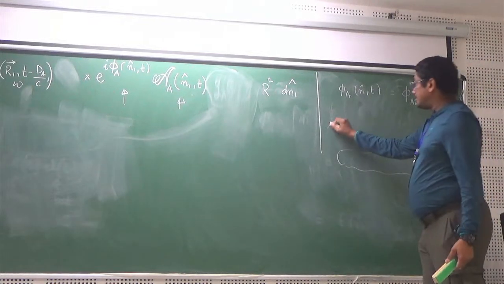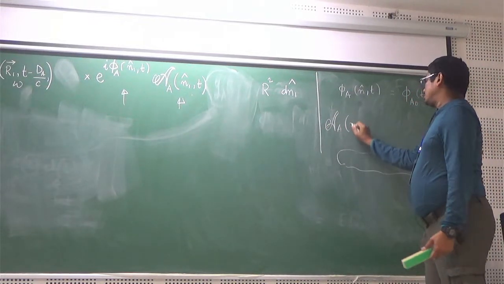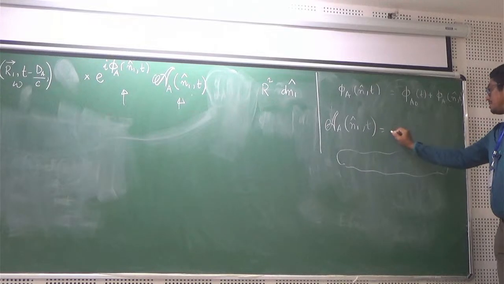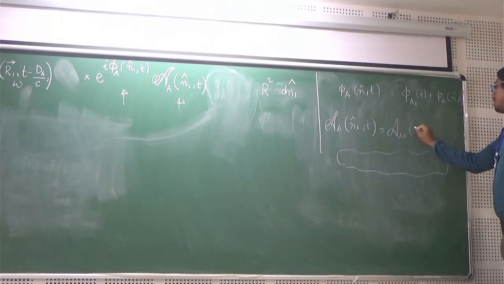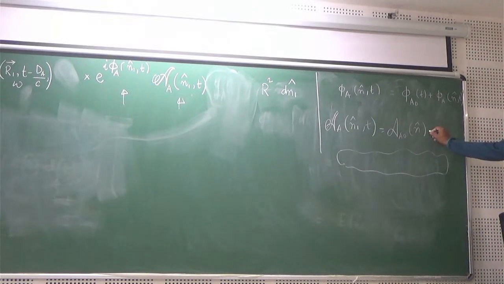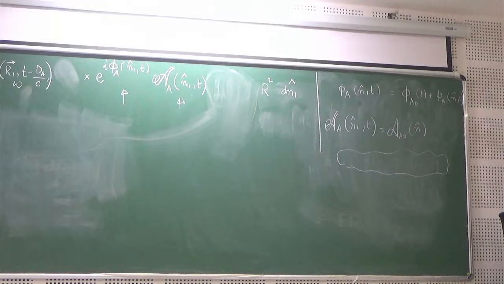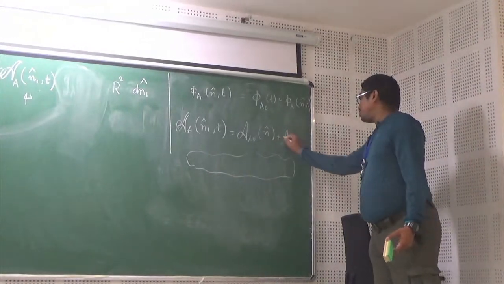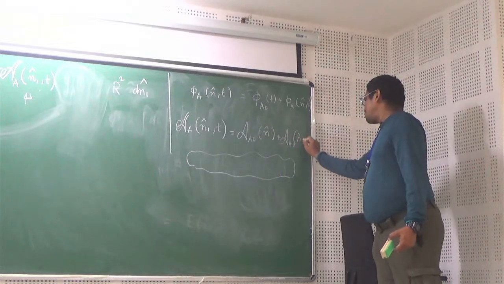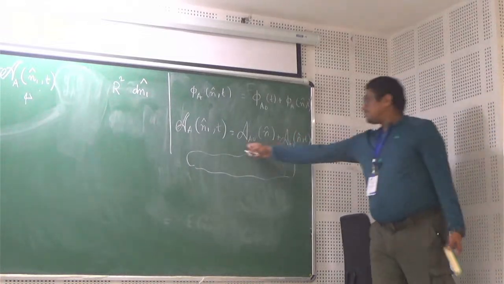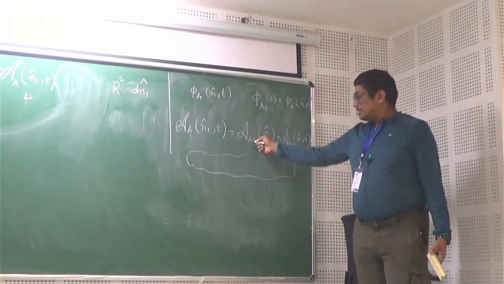Now, if I look at the antenna beam pattern, again this can have an isotropic part. It depends on n cap, right? And then it can have a time dependence. There can be a part which depends on n cap. Then there will be a part which depends on both n cap and time. This you can think of as an isotropic dependence on n cap. Remember that n cap I can write in terms of theta and phi.